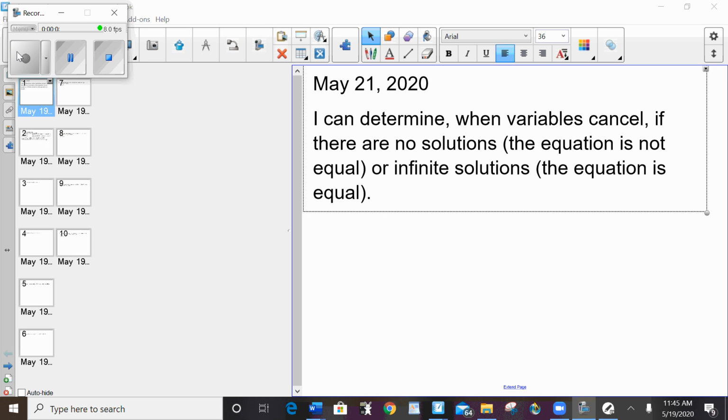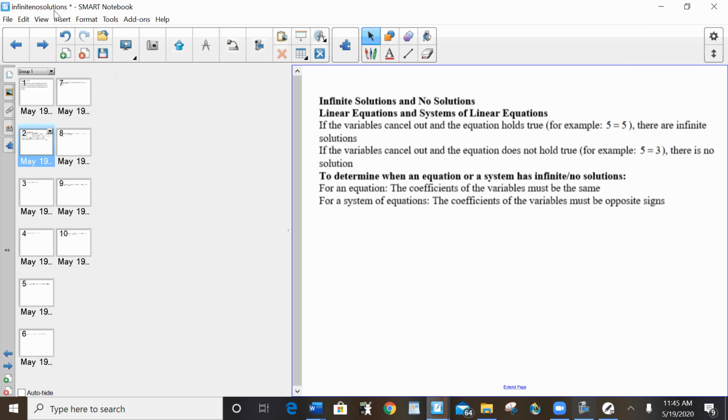I can determine when variables cancel if there are either no solutions or infinite solutions. If there are no solutions, the equation is not equal. If there's an infinite number of solutions, then the equation is equal. So there's two types of questions you're going to see. You're going to see linear equations and you're going to see systems of linear equations for this.